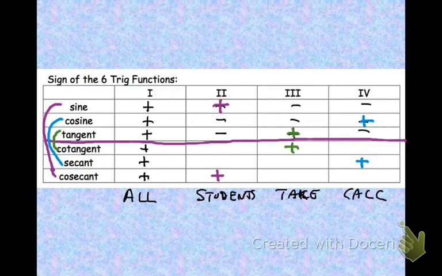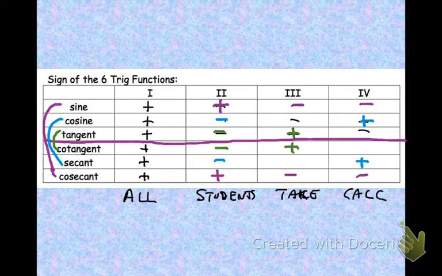So in the second quadrant, cosine is negative. So secant is negative. And tangent is negative, so cotangent is negative. Similarly, in the third quadrant, sine is negative in the third and fourth, so cosecant is negative in the third and fourth.